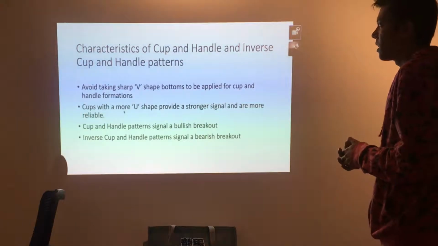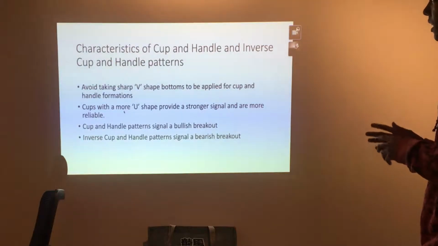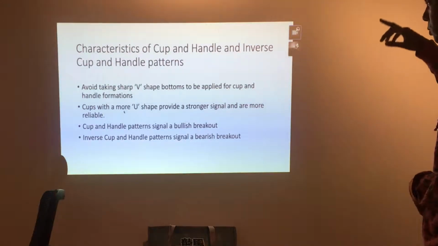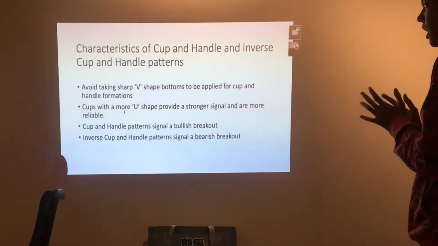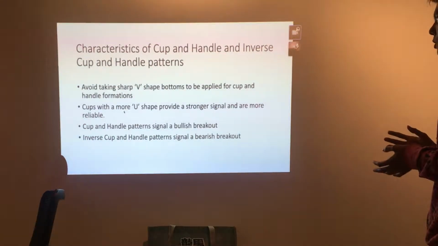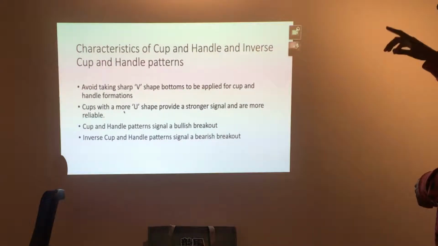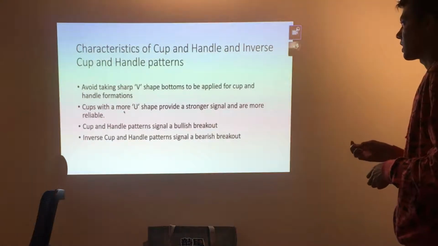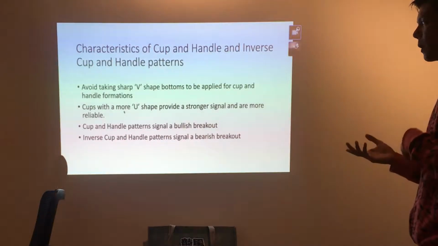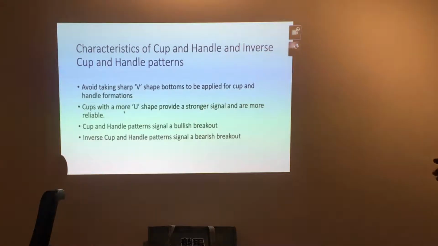One of the characteristics of a cup and handle pattern is to avoid taking a V-shaped pattern. You roughly have to consolidate to become a U-shape first. A lot of people mistake this for a V-shaped pattern, which will not apply to a cup and handle formation. Cups with a more U-shaped formation will provide a stronger signal and are more reliable. Cup and handle patterns signal a bullish breakout. Likewise, an inverse cup and handle pattern would signal a bearish breakout, meaning a downward trend.